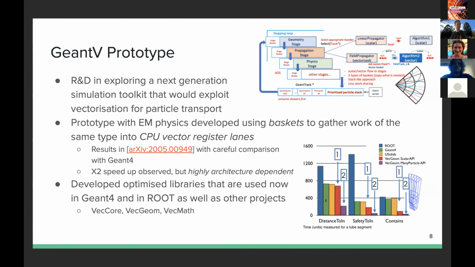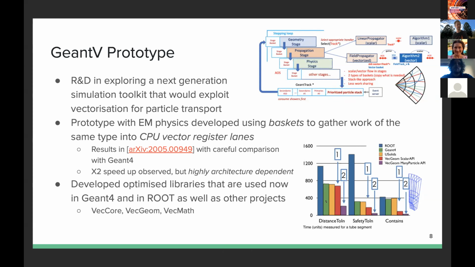Let me segue a little bit into the Géant V prototype. So this was a very interesting set of R&D which was done, and it particularly focused on how we could use vectorization, particularly on CPUs, to improve the performance of particle transport. So there was a prototype developed that had pretty complete electromagnetic physics, and the idea here was that you would use baskets of particles to gather the work of similar particle types in similar volumes into CPU vector register lanes.